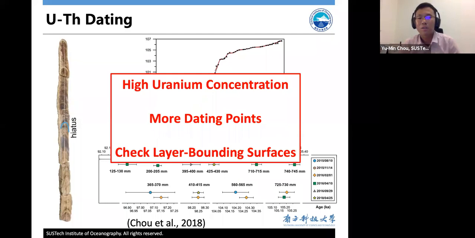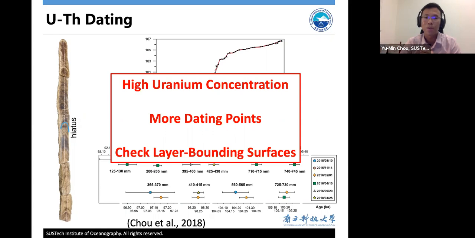A very important part is you have to find a high uranium concentration stalagmite. When I went to the field in the cave, I always found some fallen parts of stalagmites broken into pieces on the ground, and I would take some pieces from the bottom and check the uranium concentration of this sample. If the uranium concentration is too low, that means it's not an ideal sample for us to date, so I will leave it out. Okay, and do more dating points. It's good for you to get high resolution data and a good chronology for your sample.